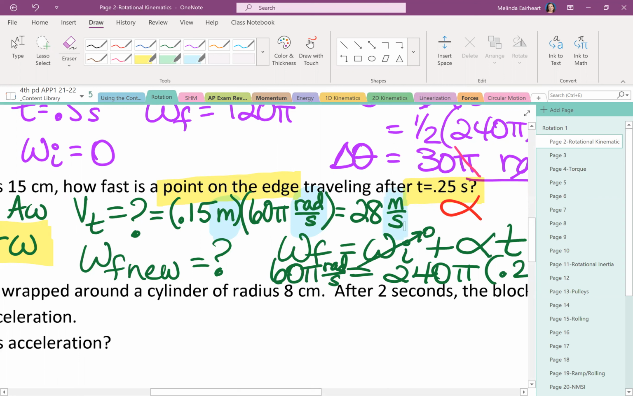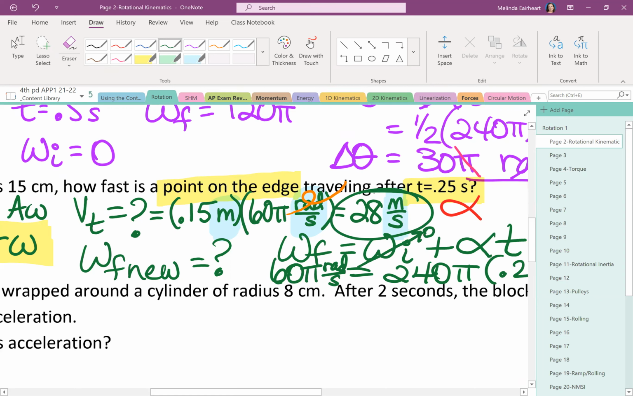So where does radians go? Well, it doesn't really cancel, but it's no longer needed. So it kind of just disappears. I'm not going to cancel it. It just kind of disappears. No longer needed. Good deal? So that would be our final answer. 28 point whatever meters per second.